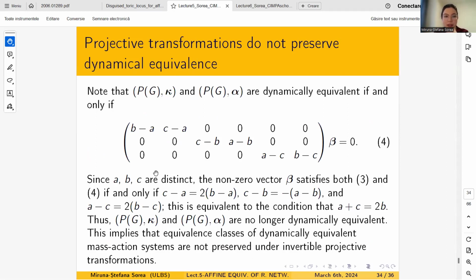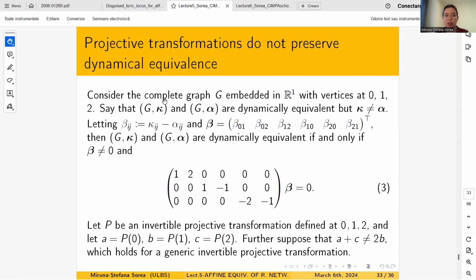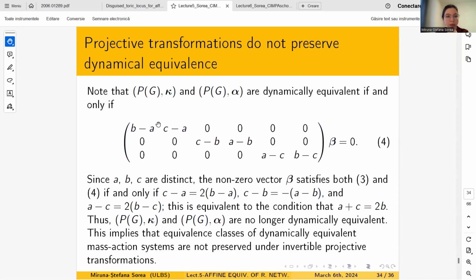And we now obtain a very interesting thing. If before we had G with K and the same graph G with alpha, what happens with P of G, considered again with the rates K and alpha? It turns out that the new graphs, the images, are dynamically equivalent if and only if we have this matrix representation. This is not very difficult, just by hand you can check.